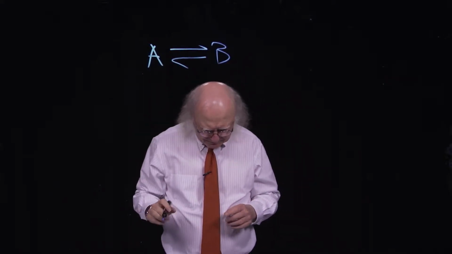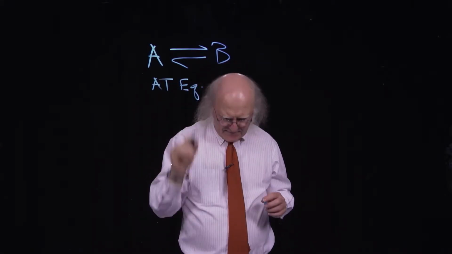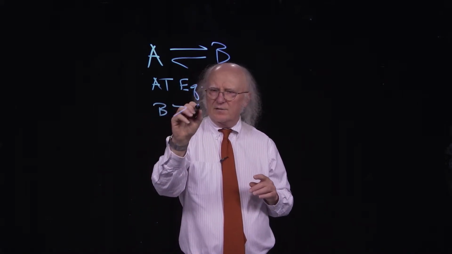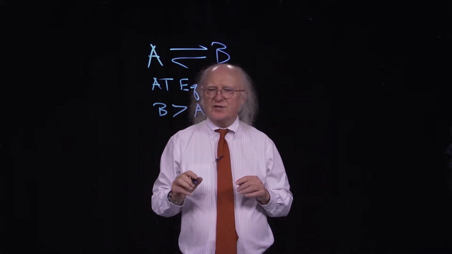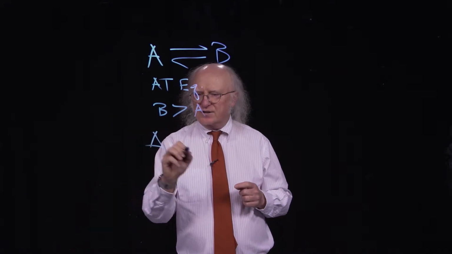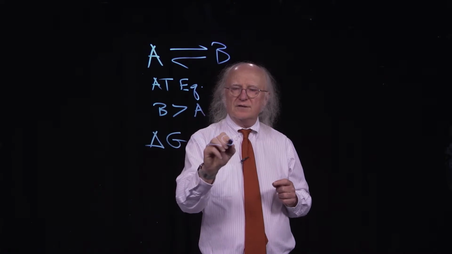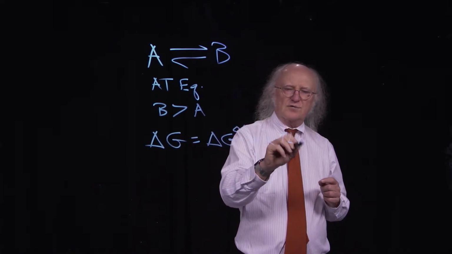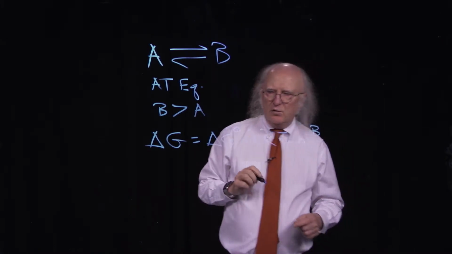The second question says, when a reaction A going to B is at equilibrium, there is more B than A. B is greater than A. What can you say about the delta G 0 prime? Well, let's go to the Gibbs free energy equation and answer this question. The Gibbs free energy equation tells us that delta G is equal to delta G 0 prime plus RT times the natural log of products over reactants, which in this case is B over A.